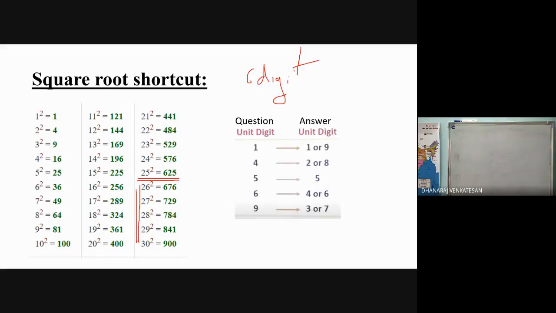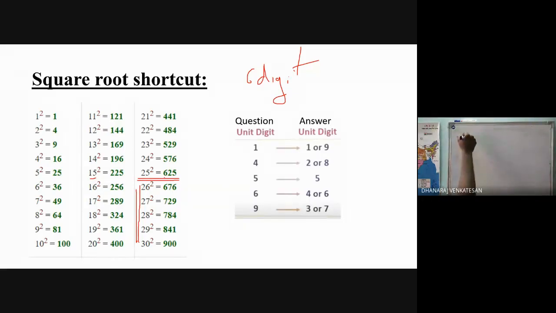Up to 30 square, you have to memorize somehow. You would know that 15 square is 225, and 25 square is 625, you would have been familiar with those. But 26 square, 27 square, 28 square, those numbers you would not have been familiar with. So memorize this square table. Next, how to memorize the unit digit, I will teach you.